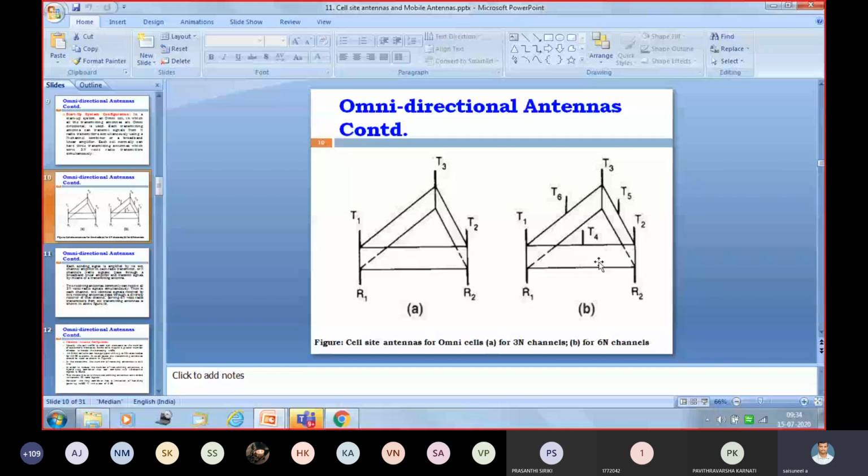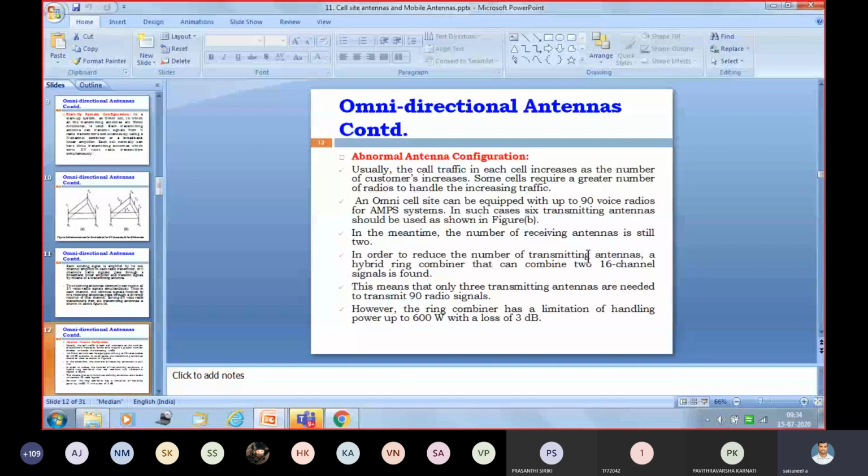Figure A shows the startup condition. Figure B shows the abnormal condition. Here, the abnormal condition is nothing but increasing the number of transmitting antennas when the number of subscribers increases. This is about the omnidirectional antenna.